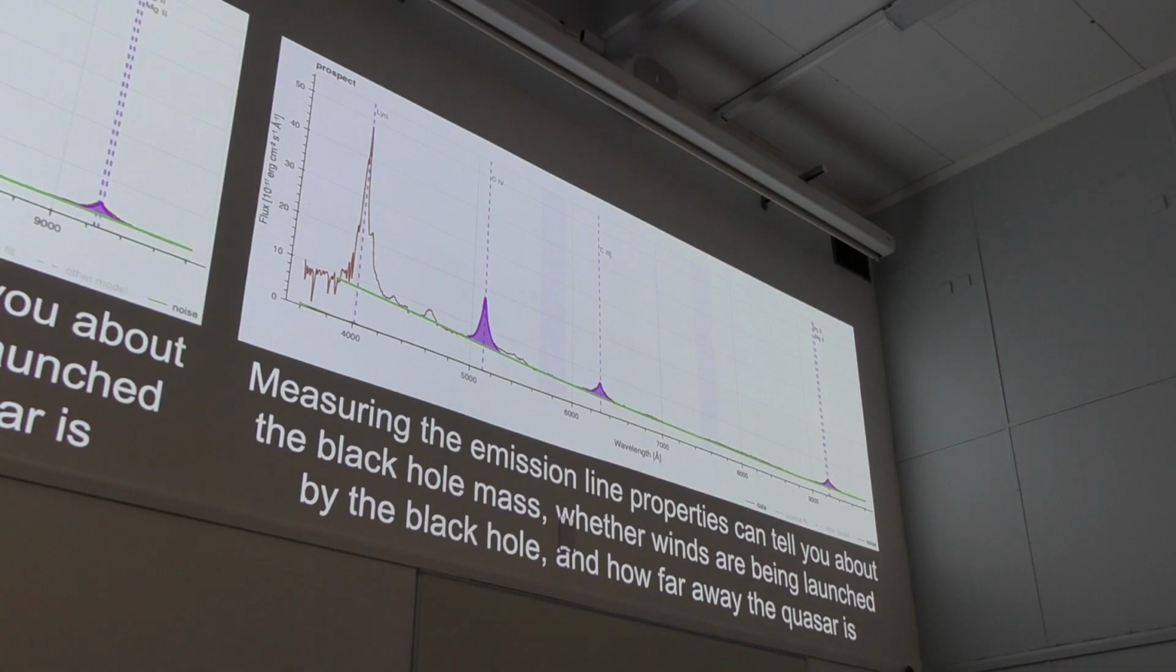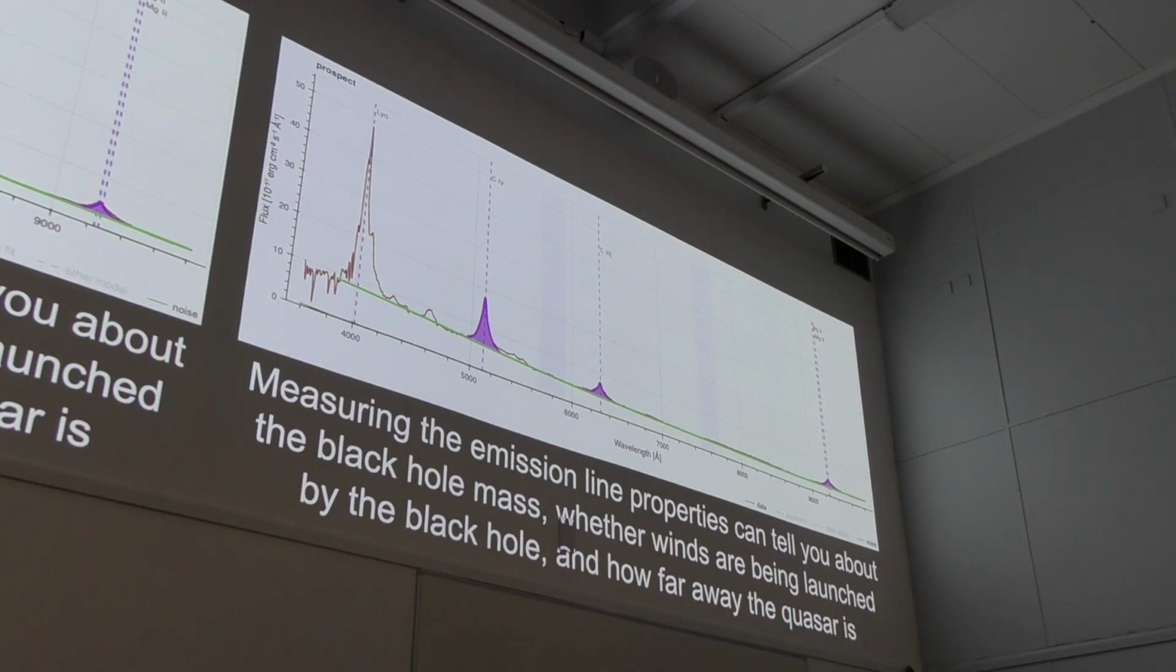More importantly, you can measure these emission lines. These lines are specific transitions and elements, so magnesium 2 and then a couple of carbon lines. And you can measure the width, how bright they are, and you can actually constrain the black hole mass from these emission lines. What I'm doing at the moment in my latest paper is you can tell whether winds are being launched by the black hole, and more importantly, how far away a quasar is.